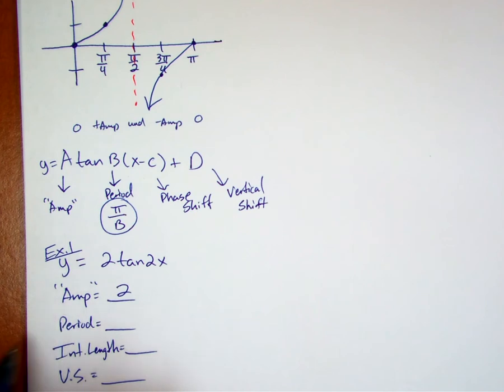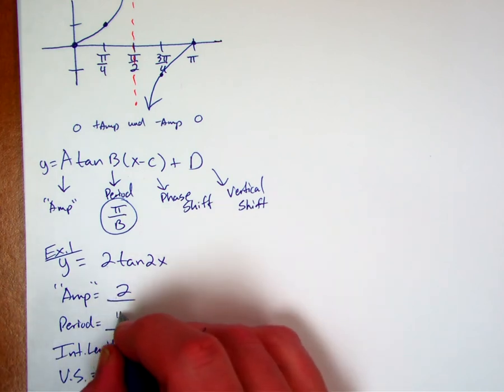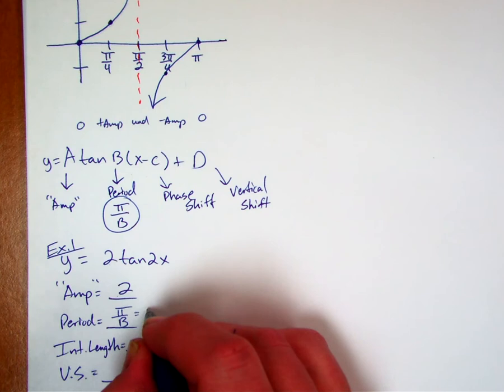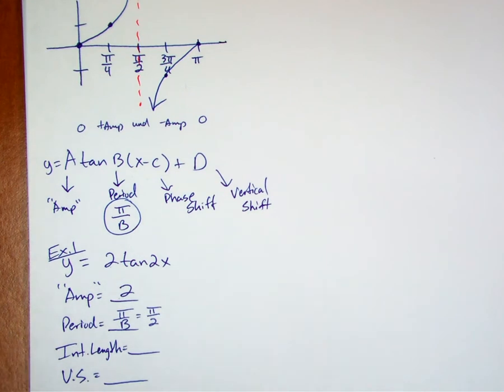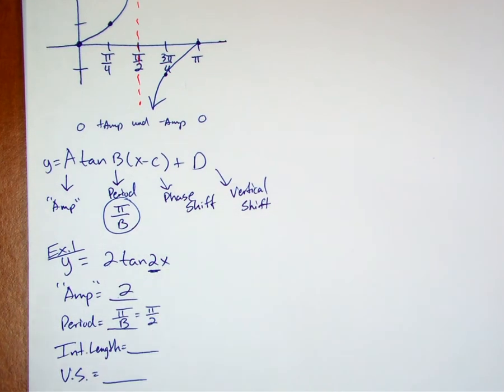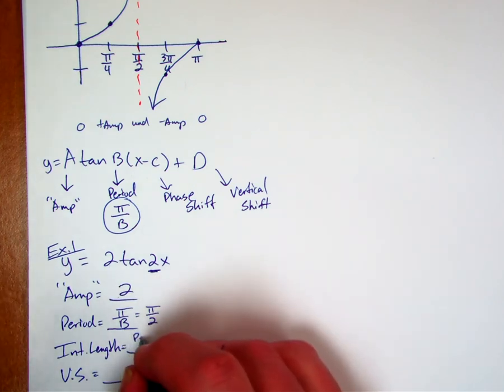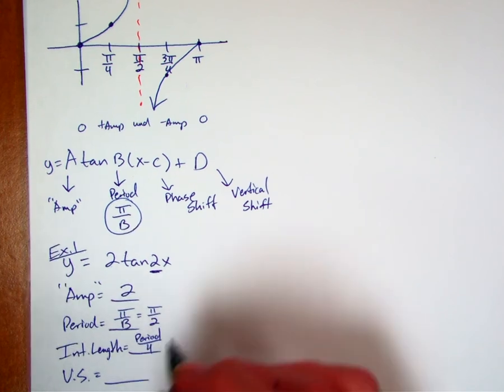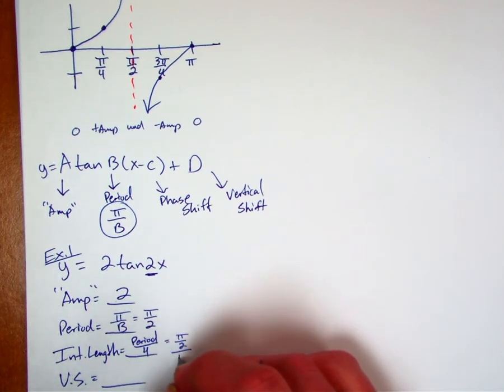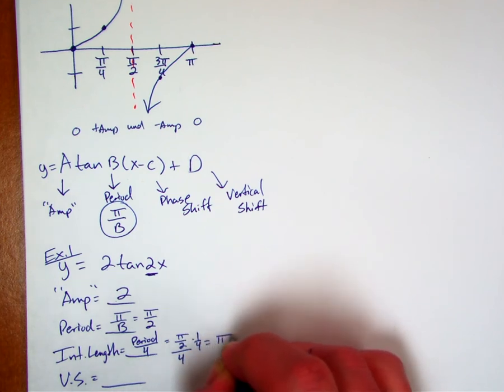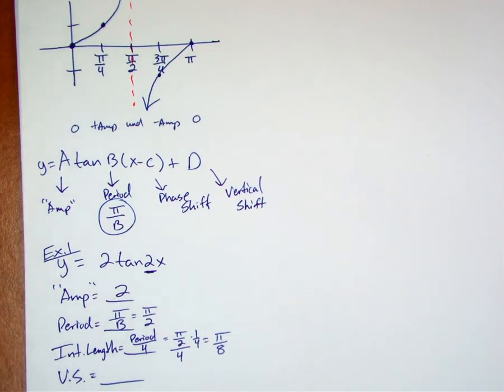Remember, for the ACT, or any kind of test out there in the real world, they're only going to ask amplitude on a multiple choice test if it was only sine and cosine. We just use it to help us graph. Period for tangent is pi over b. So we do pi over 2 and we get our period, because this is the number out in front of x. Interval length, surprise, is still period over 4. So if I did pi over 2 divided by 4, by the time I flip and multiply, I get pi over 8 as my interval length.